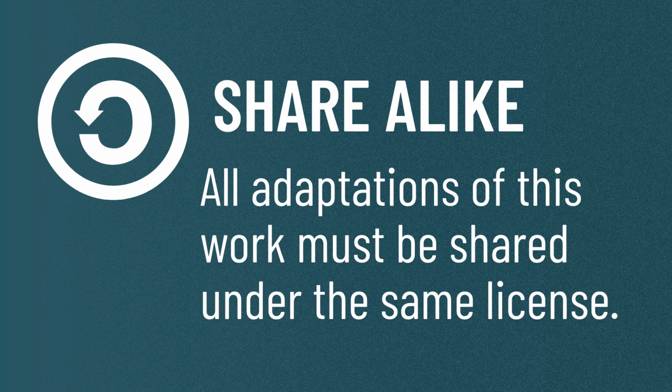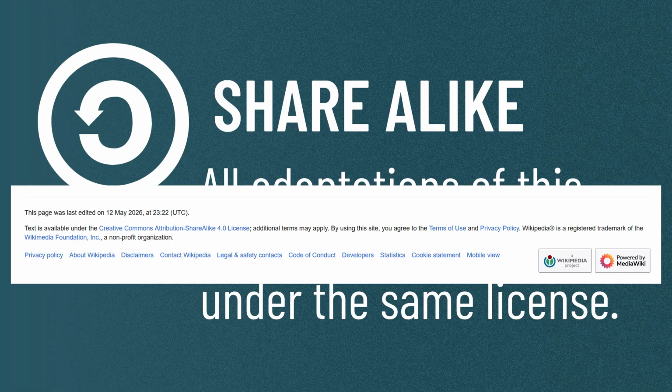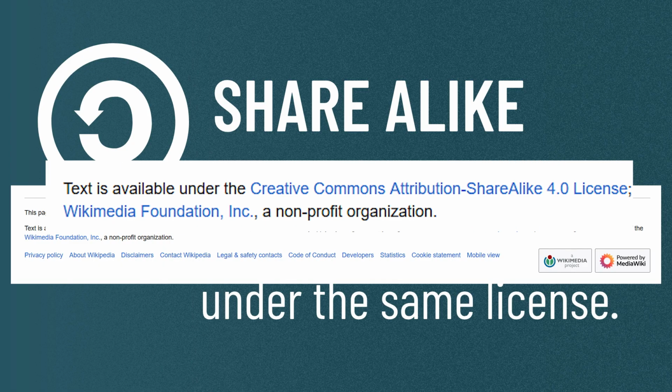So if someone wants to make a Spanish translation of a comic book available under a ShareAlike license, they cannot place their translation under a CC BY license. They need to keep it available under the exact same terms the original creator used. The ShareAlike license is notably the one used on all Wikipedia pages.